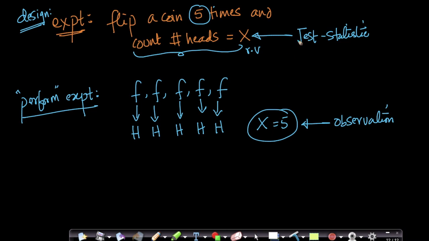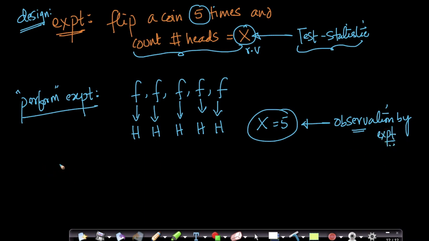So my test statistic is x, right? So my test statistic on observation is 5. I'm trying to use this terminology so that you get used to it. So when I performed the experiment, I got 5 heads, which means my test statistic has a value of 5 when I made the observation by experimentation, by performing the experiment.